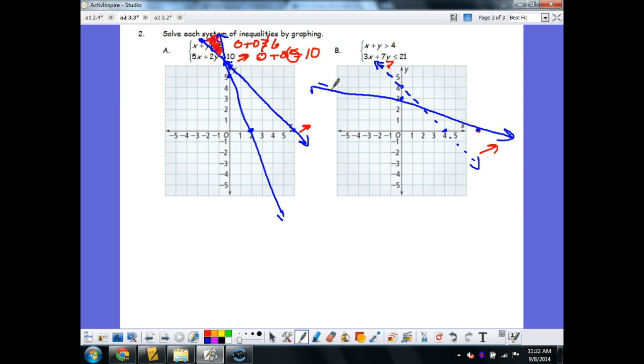All right. Now, so our final shaded region is either going to be down in this area, if the point 0, 0 makes that second inequality true, or it's going to be up in this area if 0, 0 makes it false. So, is 0 plus 0 less than or equal to 21? The answer is yes. Makes it true. So our final shaded region is right down in this region here.